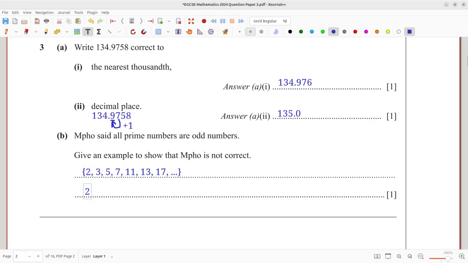2 is not an odd number. Hence, Mpo is not correct.